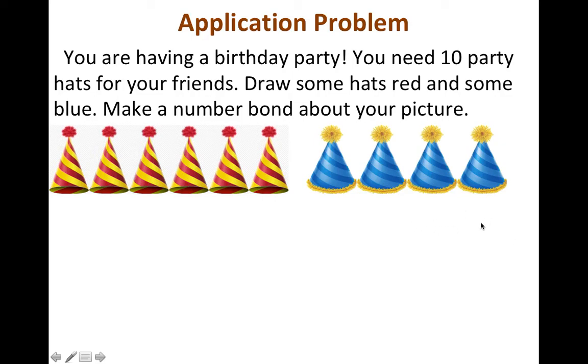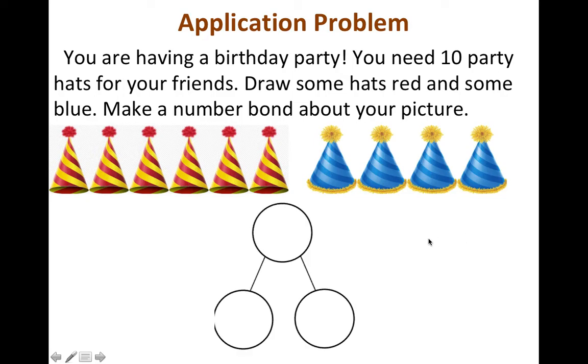Now I have to make a number bond using my picture. So I have my number bond chart, and I also know that I have 10 hats altogether. So 10 is my whole. The first part is the red hats. How many red hats do I have? I have 6 red hats. So I'm going to write 6 on one of the parts. Then I have 4 blue hats. I will write 4 for my blue hats.